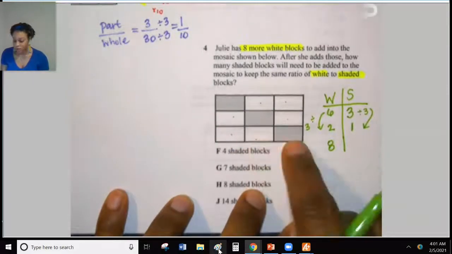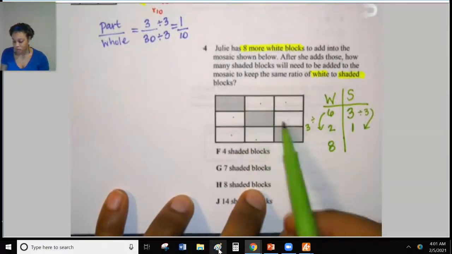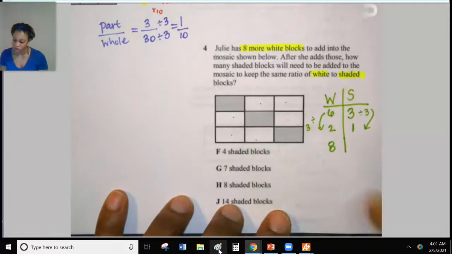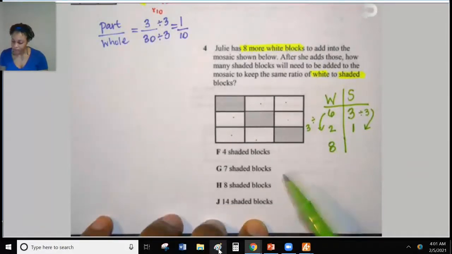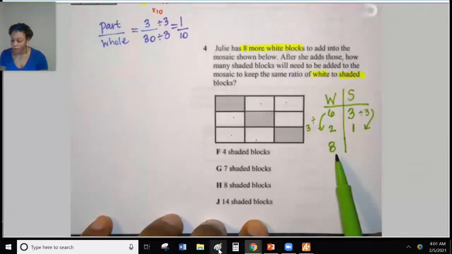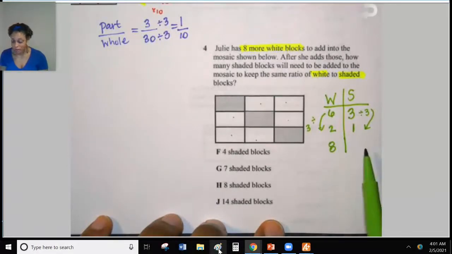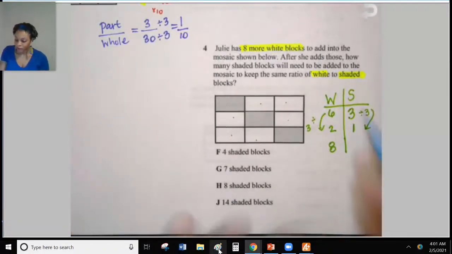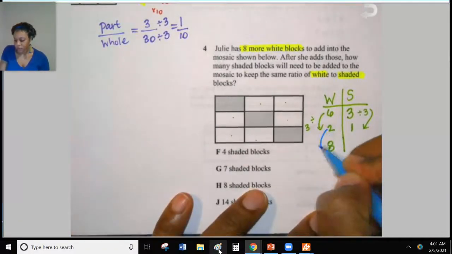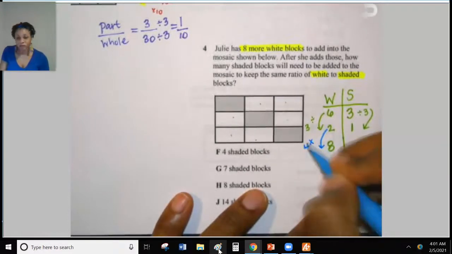We can see that, right? 2 white, 1 shaded, 2 white, 1 shaded, 2 white, 1 shaded. Well, what happens if there were 8 white blocks? How many more shaded would I need? So I can see, I can go from 2 to 8. I can go from 2 to 8 by multiplying by 4.